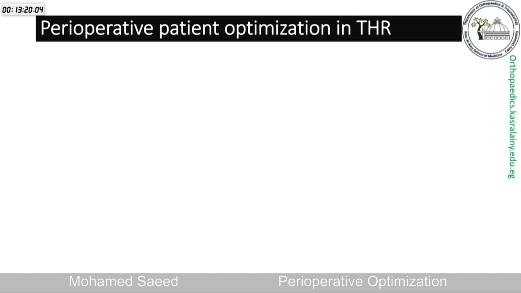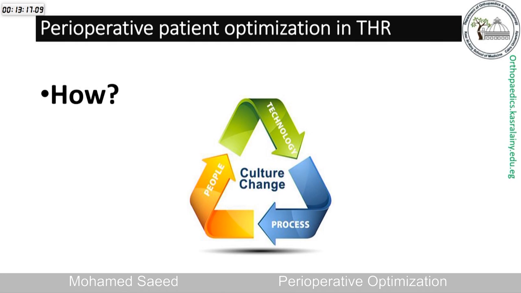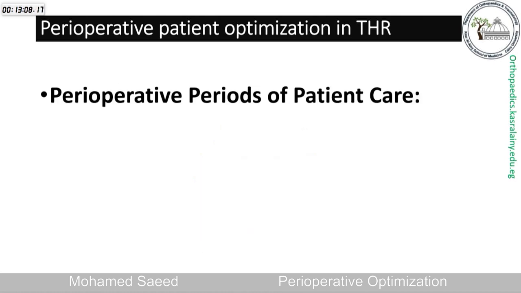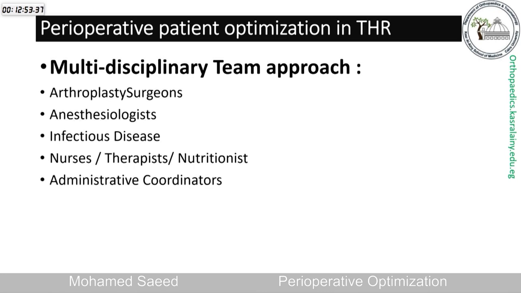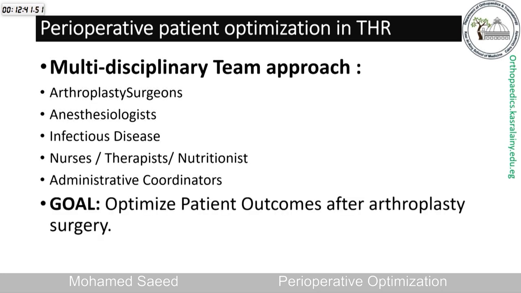a helpful process. How we will make culture changes in the people اللي هو احنا, we will improve from ourselves, we will improve in the process and in the technology we are using. Perioperative periods of the patient's care, يعني pre, intra and post. It will be by a multidisciplinary team, our arthroplasty surgeons, the anesthesiologists, infection disease management, nurses, therapists, nutritionists, and the administrative co-workers. كل المستشفى هتتعاون معاك عشان نخرج بأوتكم كويس لهذه العملية.